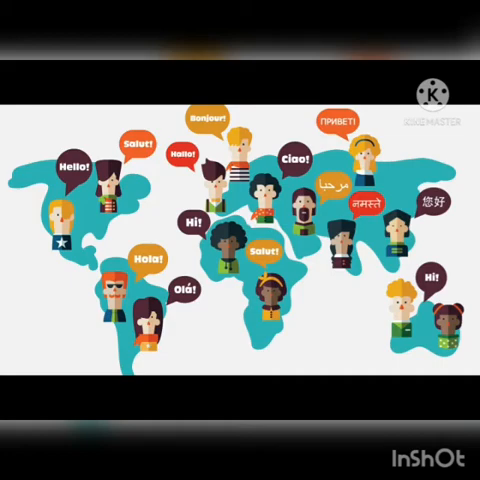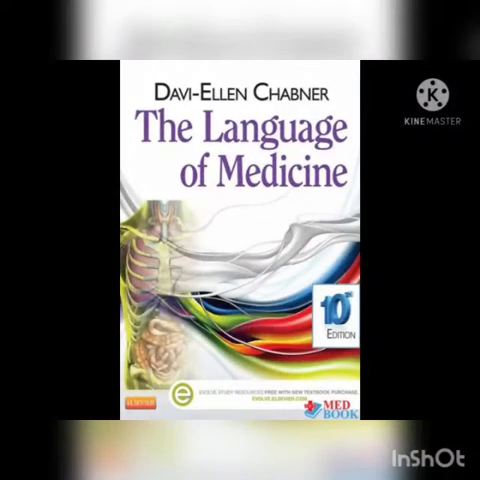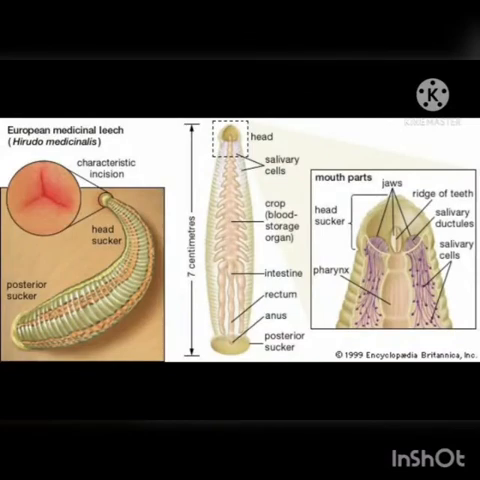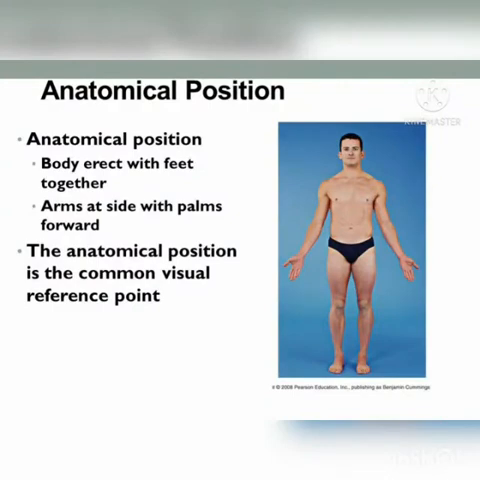To understand the language of medicine, we call it nomenclature. In anatomy, this language is called anatomical nomenclature. In the forthcoming slides, I will be speaking about the basics of this anatomical nomenclature. So please pay attention.